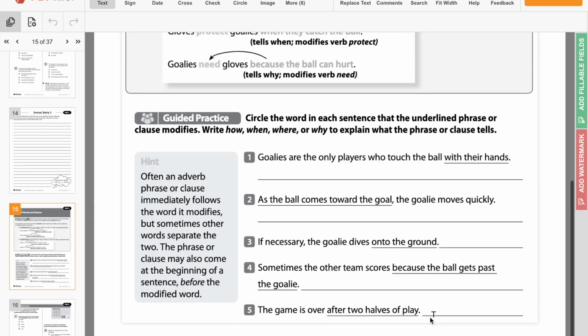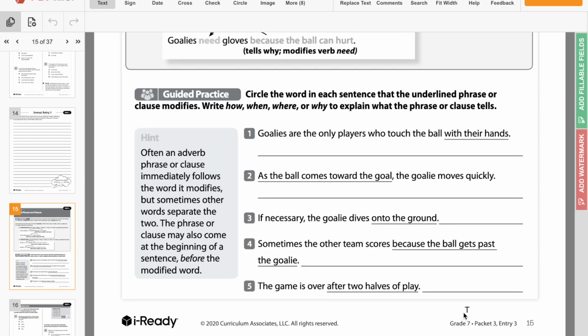So let's take a look at the guided practice here together. We're going to do this guided practice at the bottom of 15, and then you guys will do page 16 on your own. It says, circle the word in each sentence that the underlined phrase or clause modifies, which means the adverb phrase describes. Write how, when, or why to explain what the phrase or clause tells. So we're just writing the word how, when, where, or why based on how these underlined phrases are modifying, and what verb they're modifying.